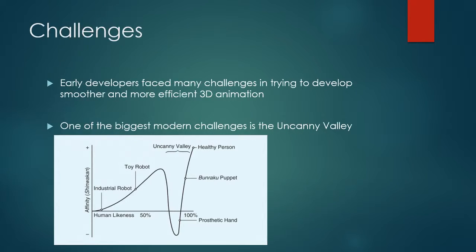The primary challenge facing modern 3D animators is called the uncanny valley. Uncanny valley is a phenomenon where a 3D image looks almost completely human save for a few small differences, but these differences can cause the image to look disturbing and sometimes even revolting.